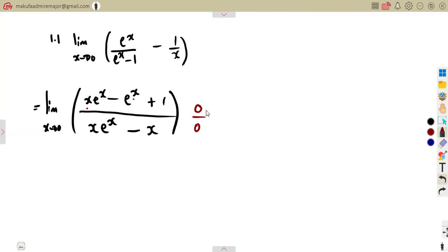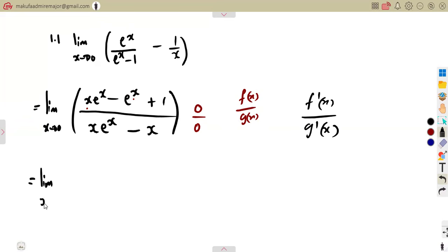Remember, when this happens with your f of x over g of x, you apply L'Hospital's rule, which is finding the derivative of what you're given. You differentiate f of x, you differentiate g of x, and substitute the limits again. So let's differentiate this. If we differentiate the first part here, it's a product.